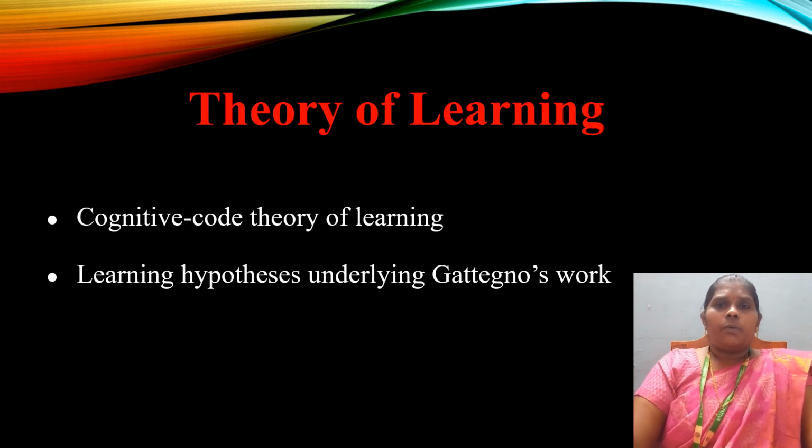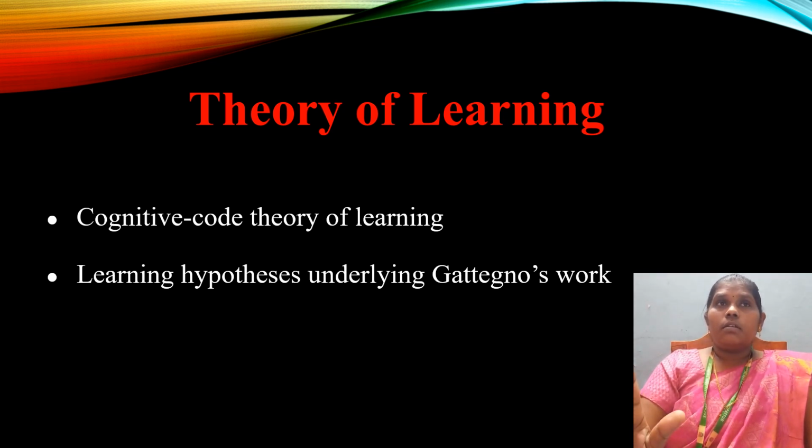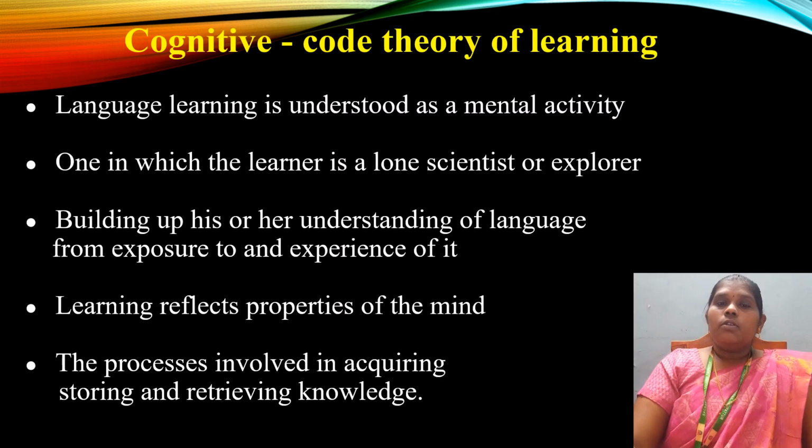In the theory of language learning, we have 2 important aspects. The first idea is the cognitive code theory of learning, and the second one is learning hypothesis. Underlying Gattegno's work, we will be learning 3 important hypotheses. Again, it is also asked in the semester exam in previous years. So first let's learn what we mean by the cognitive code theory of learning.